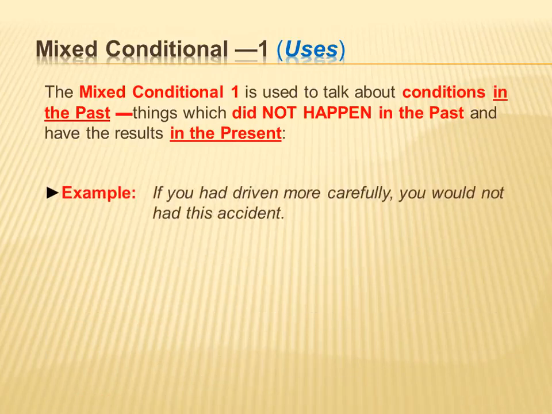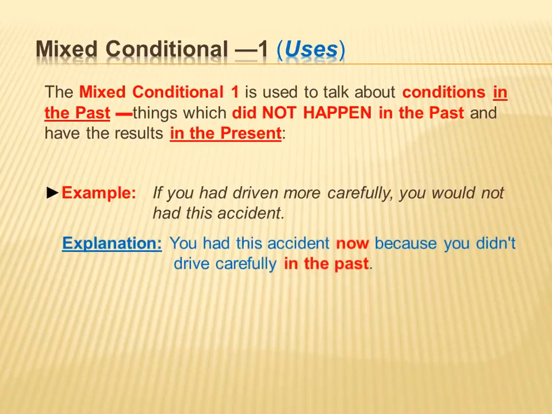This is an example. If you had driven more carefully, you would not have this accident. The explanation: you have an accident now because you didn't drive carefully in the past. It means that you drove carelessly in the past, and in the present day, you have an accident. This is the result of not being careful in the past, and you have an accident now in the present day.